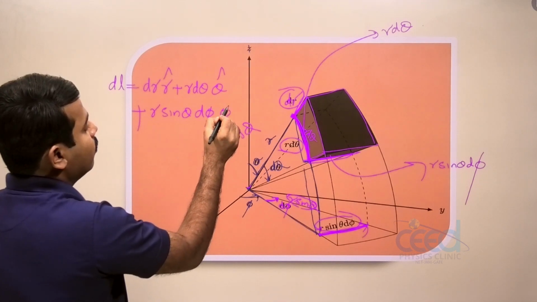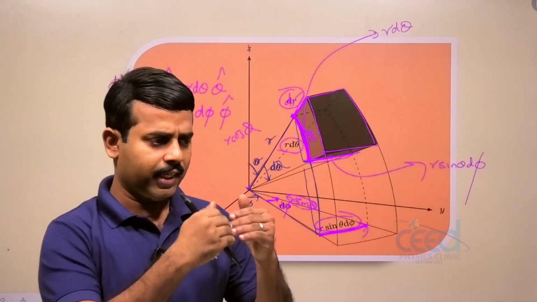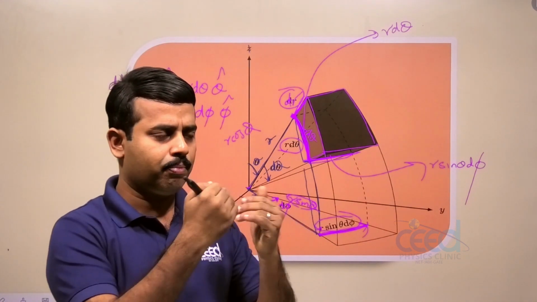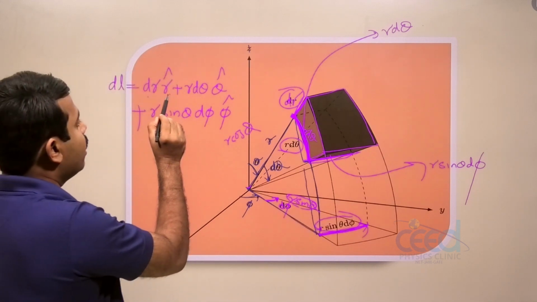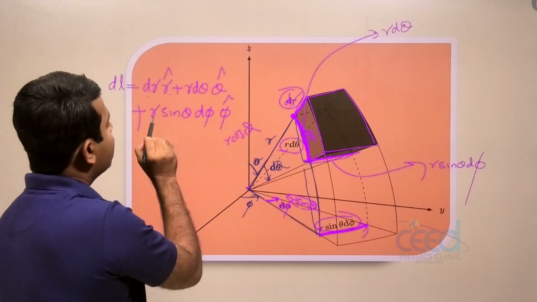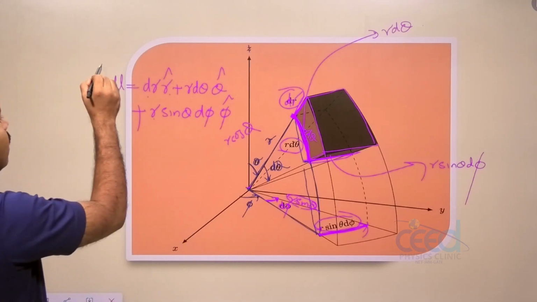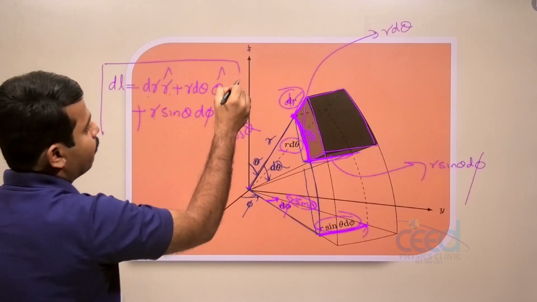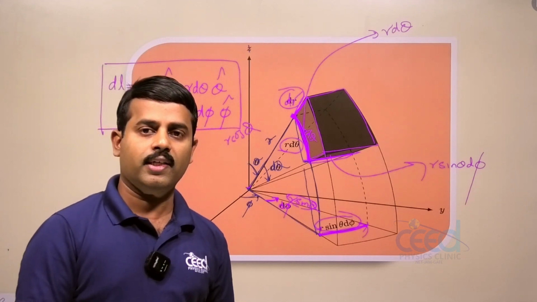Direction is phi cap. Phi cap is the unit vector. We write dx i cap plus dy j cap plus dz k cap. Similarly, here dr r cap plus r d theta theta cap plus r sin theta d phi phi cap. So this is the length element representation in the spherical polar coordinate system, right?